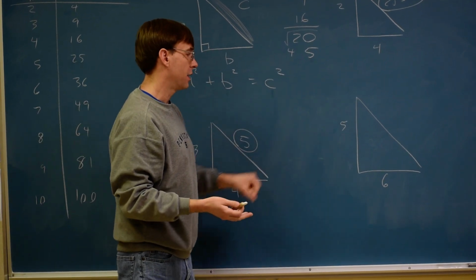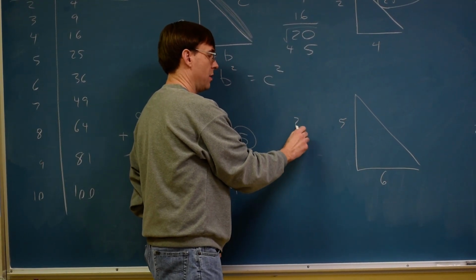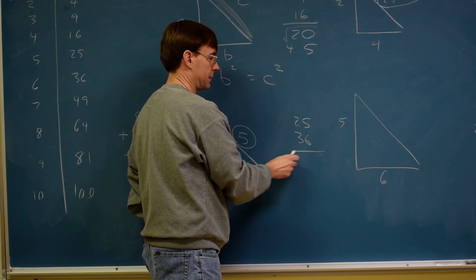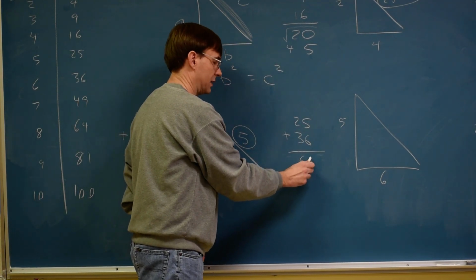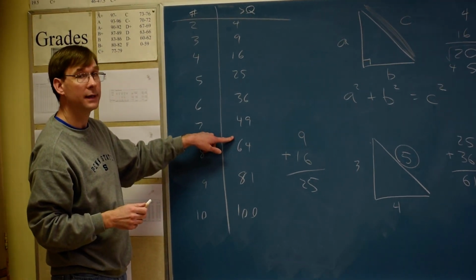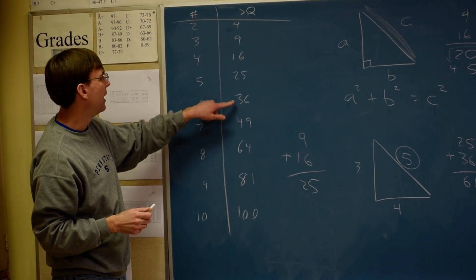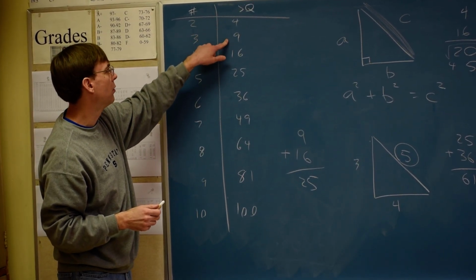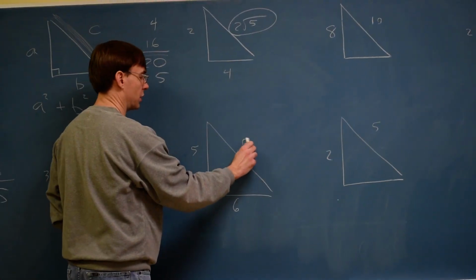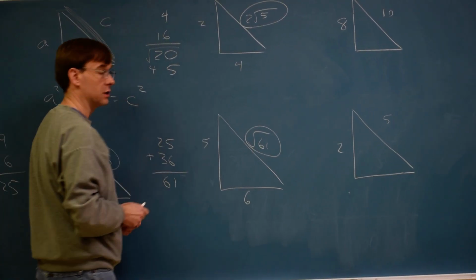Same problem, different numbers. Again, square this number, it's 25. Square this number, it's 36. We add those up. That's 61. If you try to square root the 61, it's not on the list like 25 was. And none of these numbers can help you the way the 4 just did. None of these numbers go into 61. So we're just going to do the square root of 61. That's it.